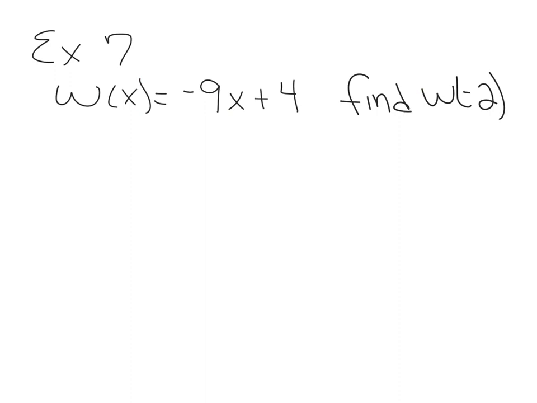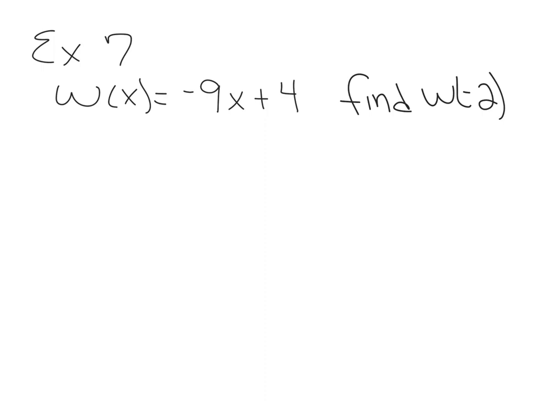Starting with example 7, we're going to do something called evaluate. We're going to evaluate a function. Now we're being given this function, which we read w of x equals negative 9x plus 4. Find w of negative 2. What that means is that we're going to replace x with negative 2 in the function. We are not going to change the name of the function. This w of x will get changed to w of negative 2.